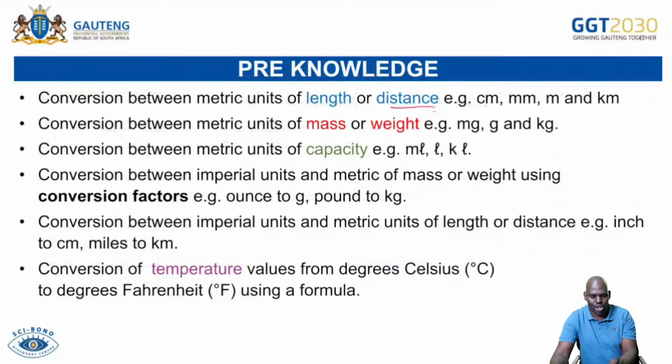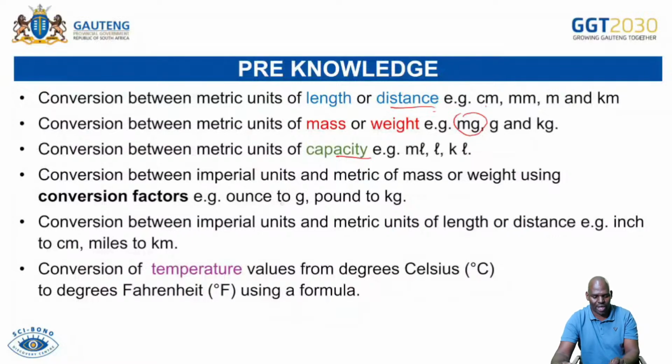Convert between metric units of mass or weight. You must be able to convert between milligrams and grams, or between grams and kilograms. And then we've got conversion between metric units of capacity, e.g. you must be able to convert between milliliters and liters, or between liters and kiloliters. Then we've got again conversion between imperial units and metric units of mass or weight.